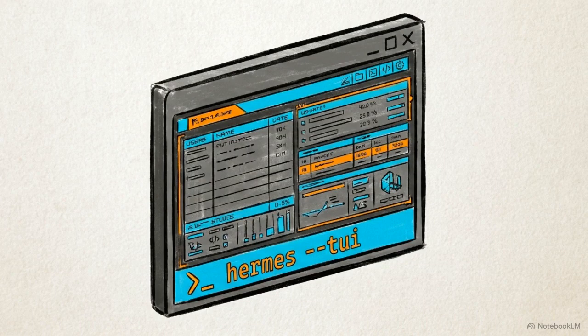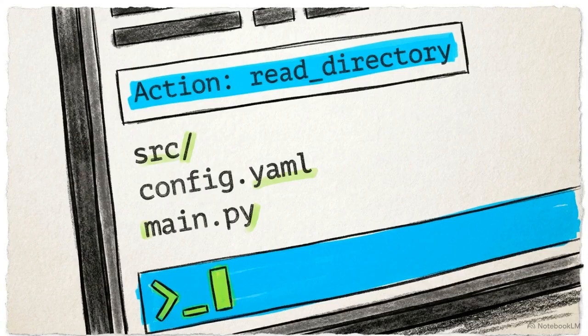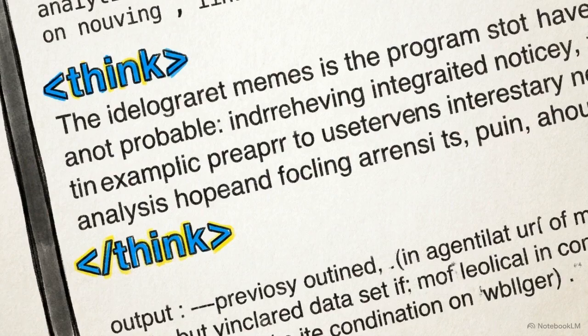Type Hermes to launch the textual user interface and start your first interactive session. We need a highly verifiable prompt. Ask the agent to check your current directory and tell you what looks like the main project file. Watch the screen carefully. You should see the agent use local file reading tools to interrogate the directory. You will also see its internal monologue enclosed in think tags as it analyzes the results.